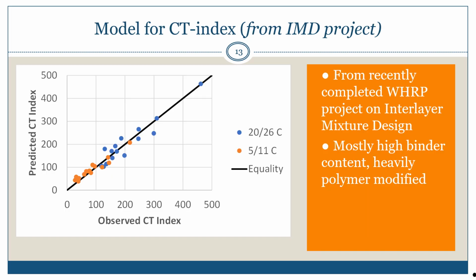This plot shows the results of a model we put together for predicting CT index for those Wisconsin IMD mixtures. We used 2 predictors here. One of them was a binder modulus and the other was the excess elastic recovery. And the significance of this model is that it does show you that you can use binder properties to pretty accurately predict your CT index.